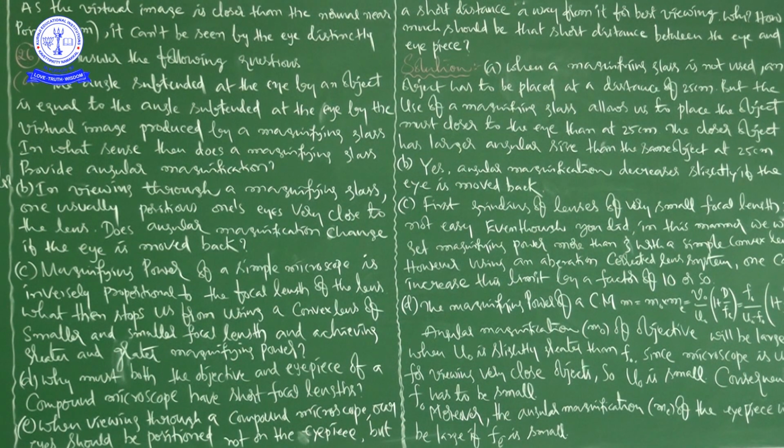So the grinding of lenses is difficult, and if you do grind, it leads to spherical and chromatic aberration problems. Because of these problems, you cannot get a magnifying power of more than 3. So 3 or less than 3 only is possible. But instead, if you use an aberration corrected lens system, you can increase this limit by a factor of 10 or so, so around 10.